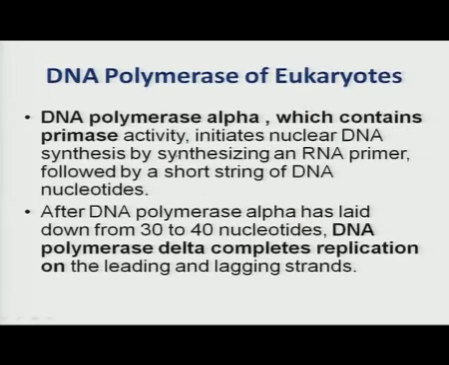Now, in case of eukaryotes, DNA polymerase alpha contains primase activity. Primase means it will synthesize a short stretch of oligonucleotides to provide 3' end to the DNA polymerase to initiate the replication. And DNA polymerase alpha also helps in DNA synthesis in the nucleus. After DNA polymerase alpha has laid down 30 to 40 nucleotides, the further replication will be completed by DNA polymerase delta, and the process is same as that of the prokaryotic DNA replication.